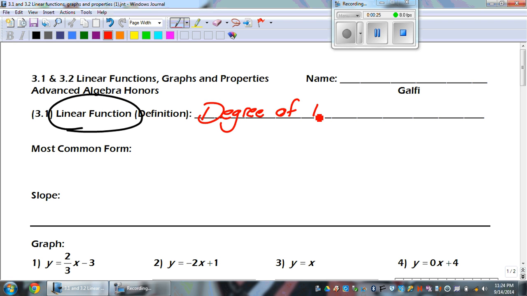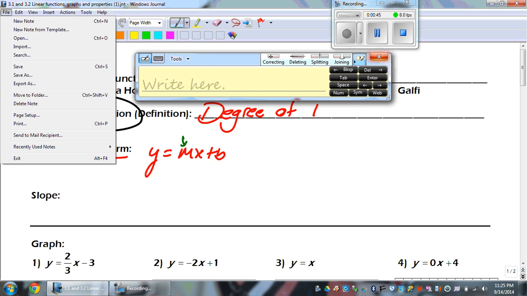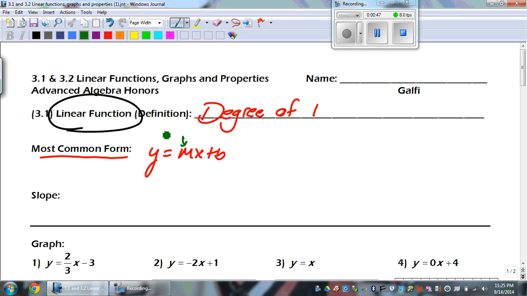Okay, and today we're just going to be talking about things that you probably should already know, but things that we need to make sure we cover so we can move forward in this chapter. So first of all, the most common form of something that's linear is y equals mx plus b. M stands for the slope, and b stands for the y-intercept.